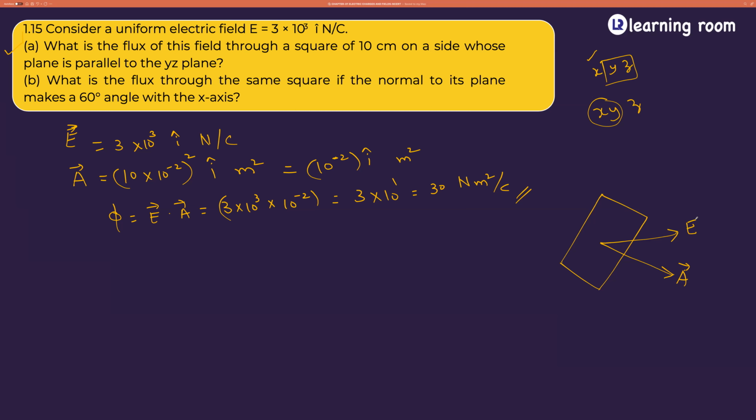The normal to its plane. So this is the plane. Normal to its plane is this thing only. Normal to the plane makes an angle of 60 degrees to the x-axis. Electric field is already aligned to the x-axis. So it should be cos 60, the answer should be 1.5 only. What is the answer given at the back? Check it once. 1.15. 1.5 only, no?